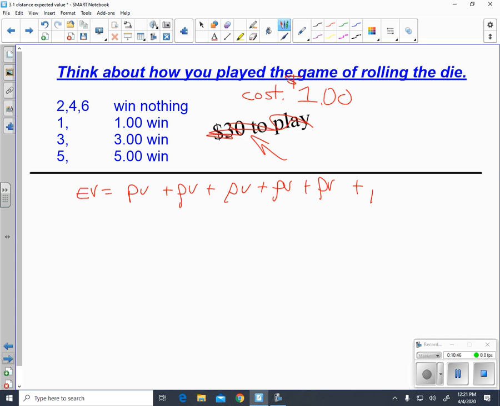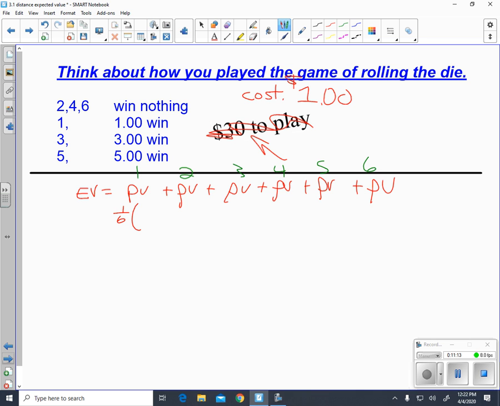6 of these PV terms, because when I roll a die, I could either get a 1, 2, 3, 4, 5, or a 6. And so I need 1 PV term for each possible outcome. There's 6 possible outcomes. I need 6 PVs. So now we ask ourselves, what's the probability of rolling a 1? Well, I got a 1 out of 6 chance of rolling a 1.